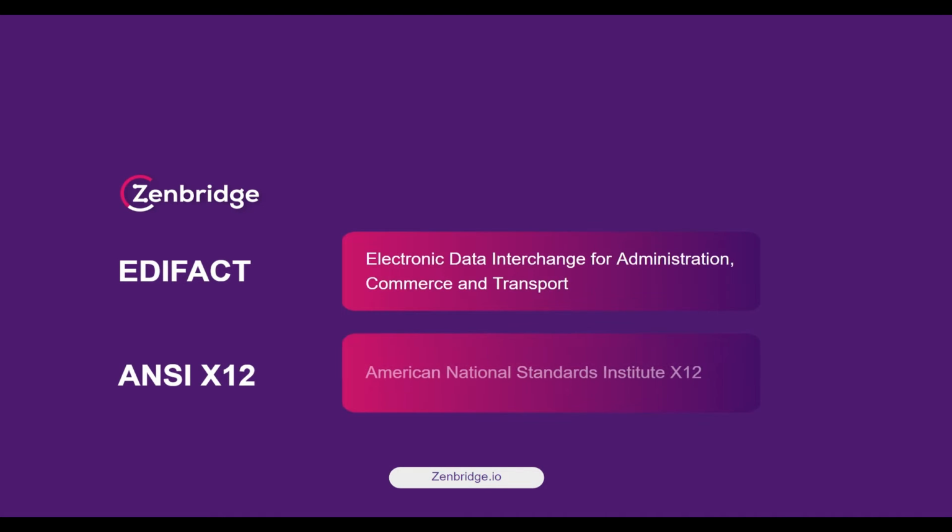EDIFACT was introduced by the United Nations Economic Commission of Europe in 1986. It means EDI for Administration, Commerce, and Transport. ANSI X12 was introduced by the American National Standards Institute in 1979.